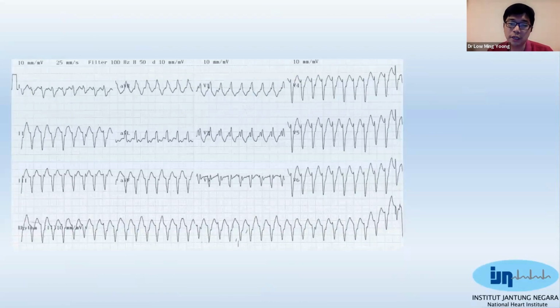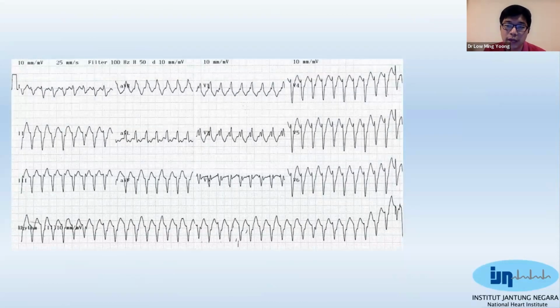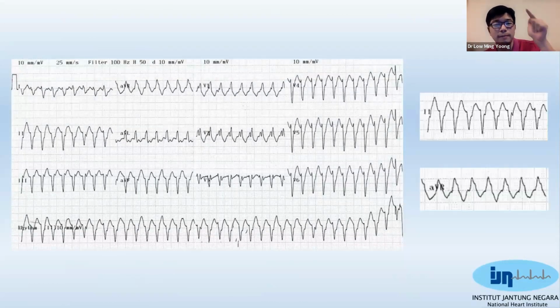This is again, you can see in AVR. You can see that it's a sharp deflection up. So that sharp deflection is very fast, so it's less than one box, okay? So if you use the criteria, yes, SVT. Does the patient have SVT with aberrancy? Yes, the patient has SVT aberrancy eventually.